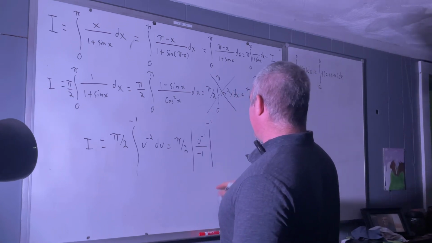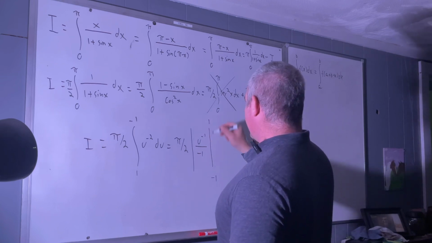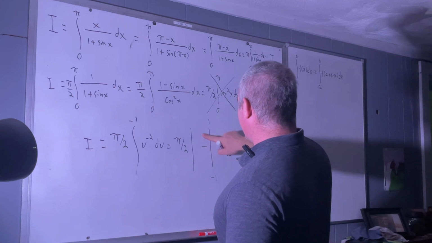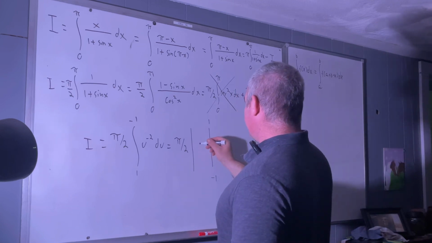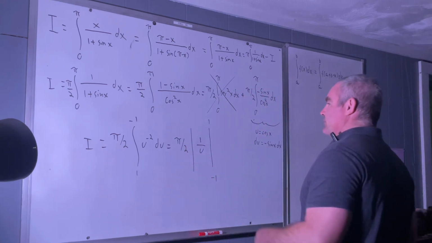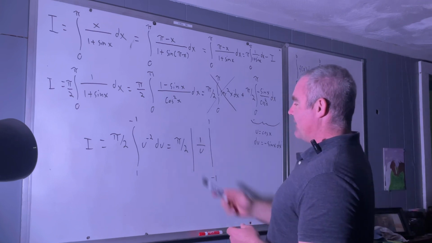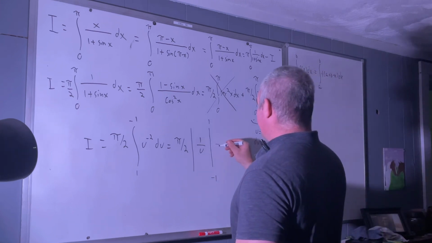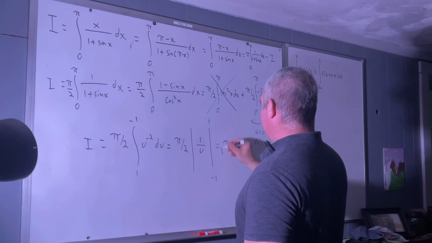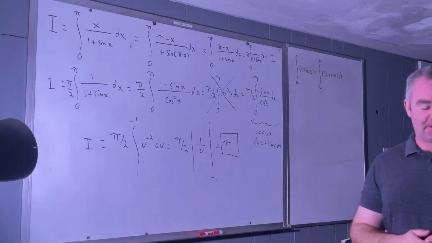Well, let's switch the bounds here. We'll make this negative 1 and this 1, and multiply the inner function by negative 1. So we just have 1 over u. That's going to be pi over 2 times 1 plus pi over 2 times 1. In other words, that's just pi. All right, there you go. There's that integral solved with King's property.